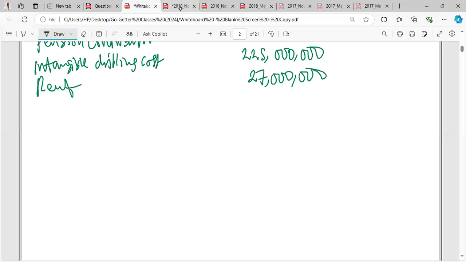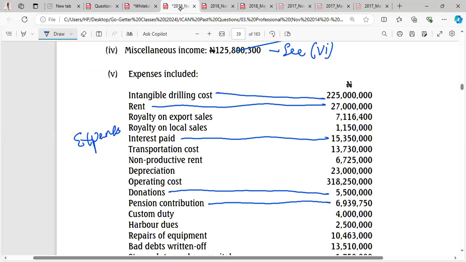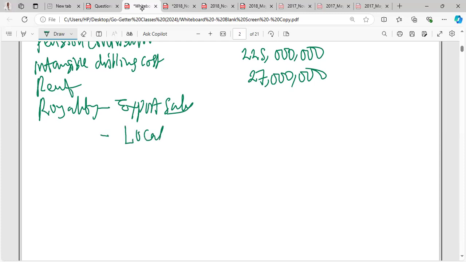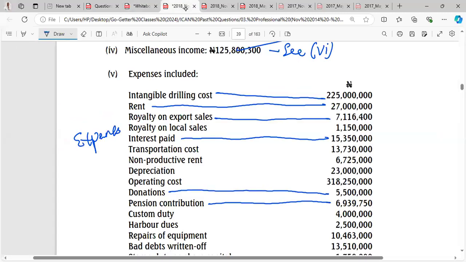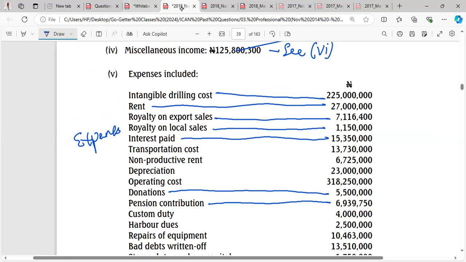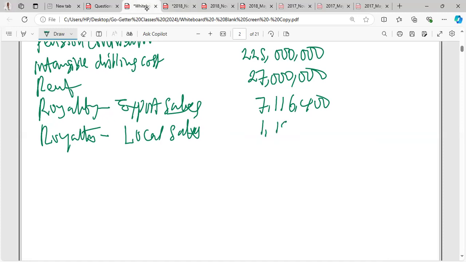Then the next one is royalty on export sales. Let me write that. Royalty export sales. I know the next one will be on local sales, so that I don't need to come back and start writing them. So the first one is 7,116,400. The next one is 1,150. All right, so we're done with royalty.